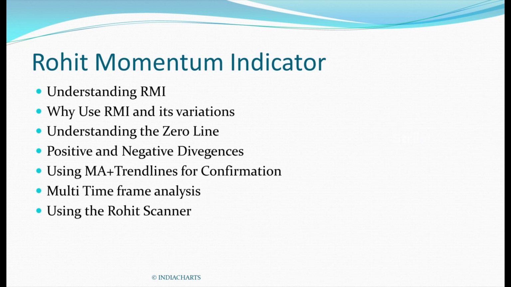But let's get an understanding of the basic tool. What is the zero line? What are positive and negative divergences that tend to develop on momentum indicators and on the RMI, and how do we use that? Then confirming along with additional tools, multi-time frame analysis, and using the scanner itself. So this is the entire process we'll go through in this presentation, so that you can get a full insight of how you can use this to your best, right?